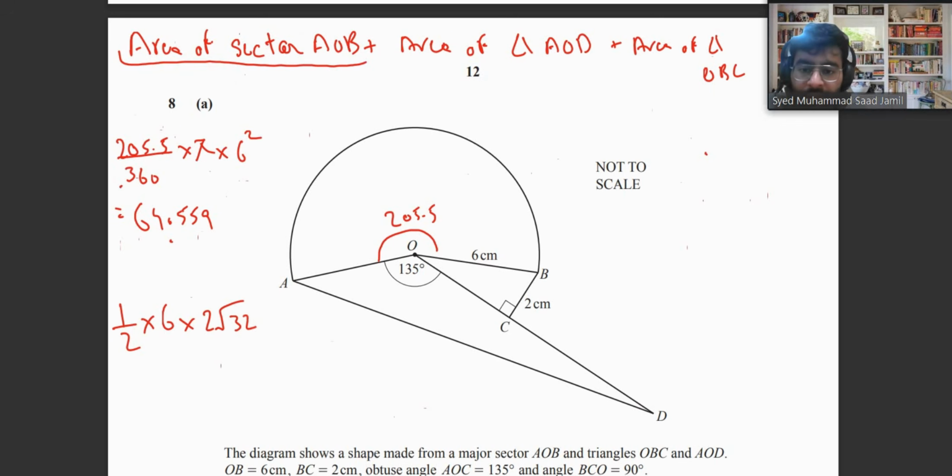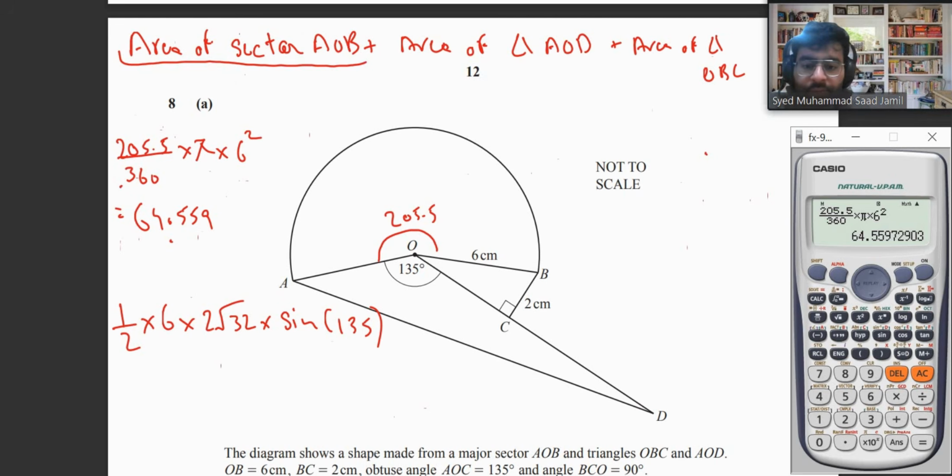Half AB sine 135. So this is equivalent to half multiplied by 6 multiplied by 2 under root 32 multiplied by sine 135. So it's 24.